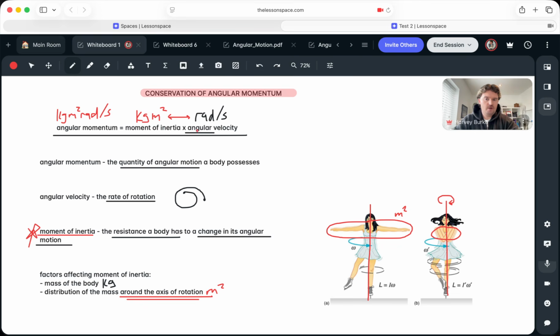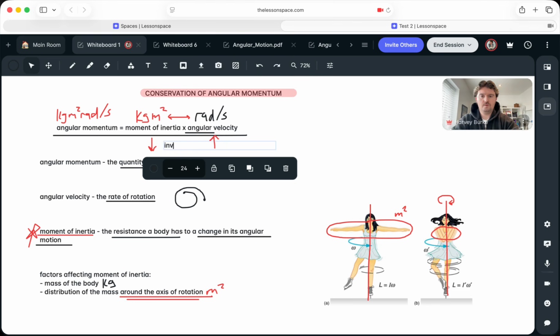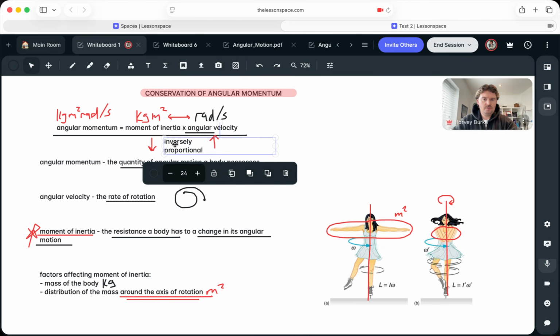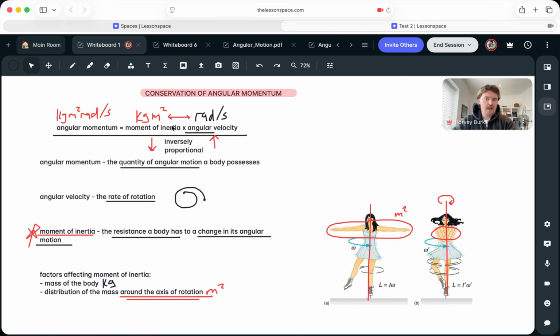So moment of inertia and angular velocity are inversely proportional to each other. So if moment of inertia decreases, angular velocity will increase, and that's known as them being inversely proportional. So we'll write inversely proportional there. And they'd expect you to be able to outline how the athlete alters their moment of inertia, and then what impact that has on their angular velocity.